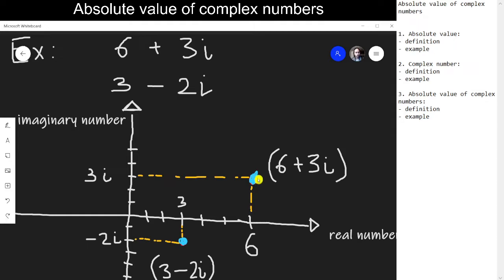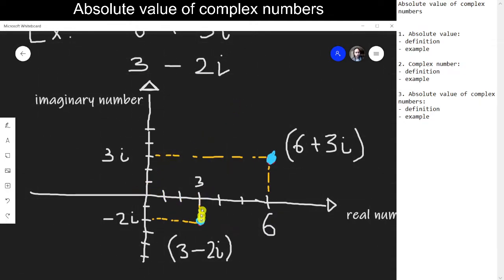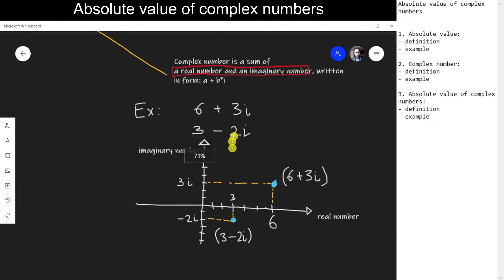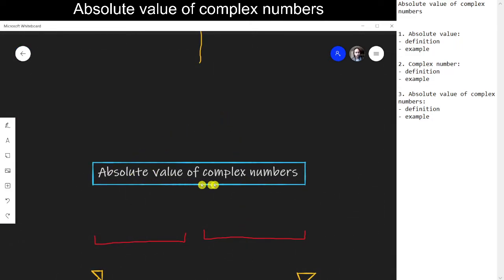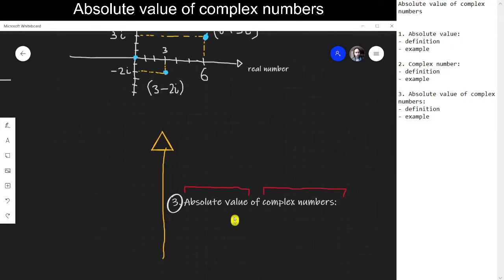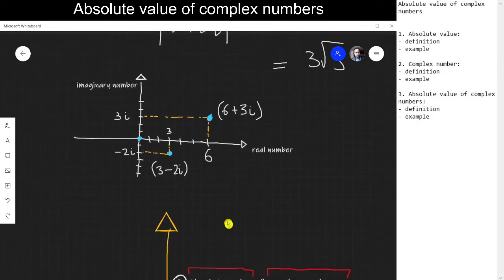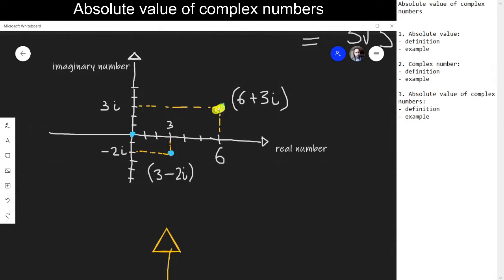Another example you can see is 3 minus 2i. So 3 on the x-axis, the real number, and negative 2i on the imaginary number, on the negative side. So this point represents 3 minus 2i. If you combine the two terms, you're going to have the absolute value of complex numbers. So you see on the complex plane 2 points.